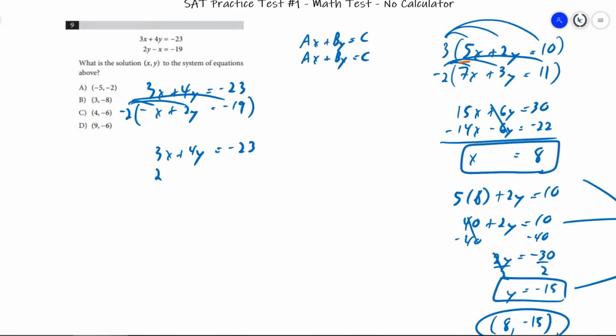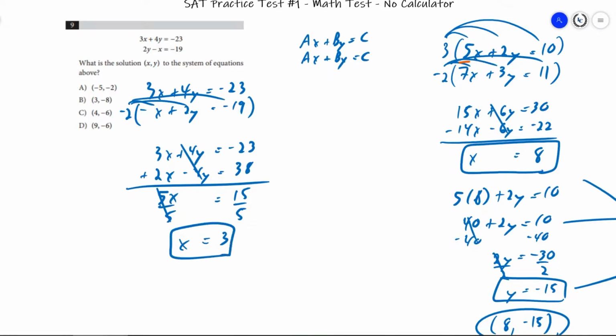And then writing the results on the bottom here, positive 2x, negative 4y, positive 38. Add the two equations, 5x, y's cancel, 15. Divide both sides by 5. So x is 3. Now in this case you can actually stop here, because if you look at all these x options in the answers, only one of those is 3. So you can just automatically pick B.